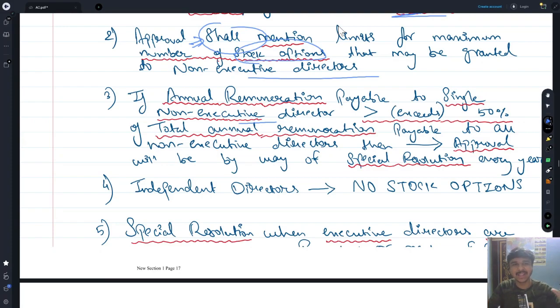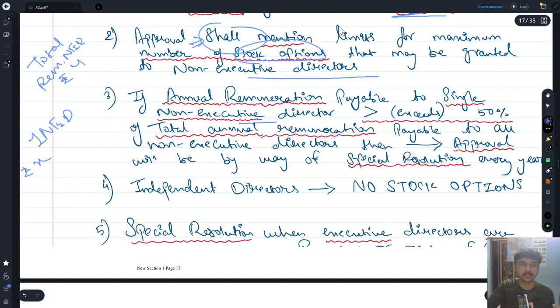Basically, it is not difficult. See, there is one non-executive director, and you are paying him rupees X. Okay, and the total remuneration you are paying to all the non-executive directors, including this one, is rupees Y. So if this X, that is the remuneration to this one non-executive director, exceeds 50% of this Y, then the approval that you are taking from shareholders will be by way of special resolution and not a normal ordinary resolution.